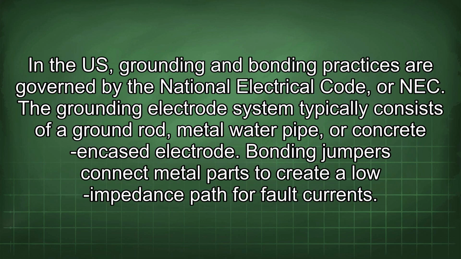In the US, grounding and bonding practices are governed by the National Electrical Code, or NEC. The grounding electrode system typically consists of a ground rod, metal water pipe, or concrete encased electrode. Bonding jumpers connect metal parts to create a lower impedance path for fault currents.